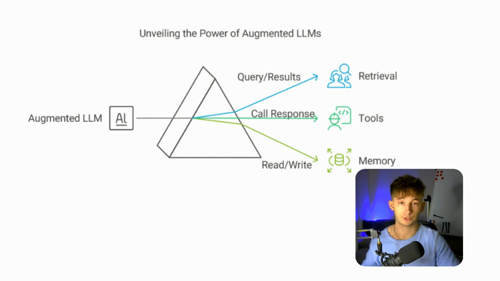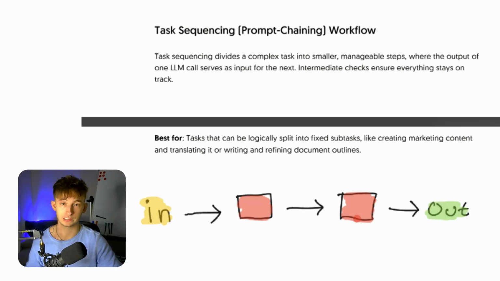Next up, we have prompt chaining, but I refer to this as task sequencing workflows. Now, this is all about breaking down a larger task into smaller, more manageable steps. Each step builds on the previous one, just ensuring accuracy and focus. Let me give you an example. A marketing agency might use task sequencing to draft an ad campaign. So first generating the headline ideas, then refining the best ones, and finally producing the full advertisement copy.